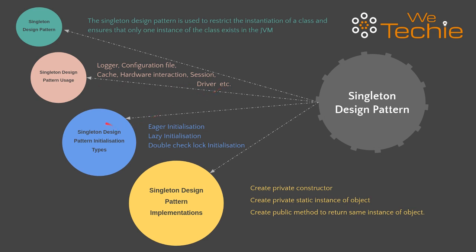So now let's discuss the singleton design pattern initialization types, right? The first one is eager initialization. This will create the object of the class while loading the class into memory. It has only one limitation: whether you use that object or not, it will definitely create it. It will always initialize the object.